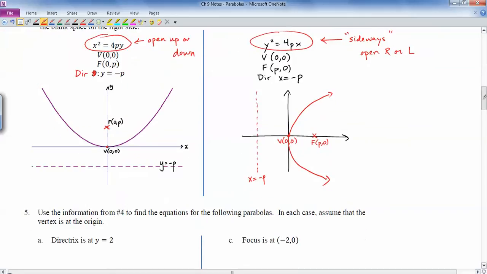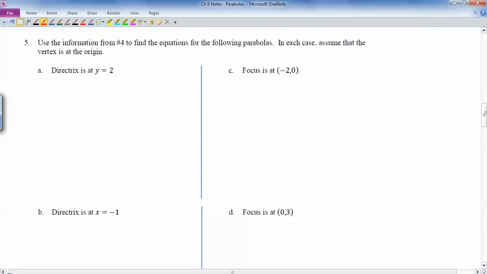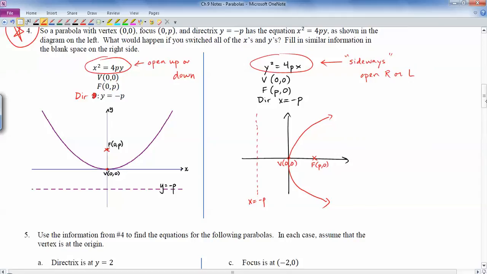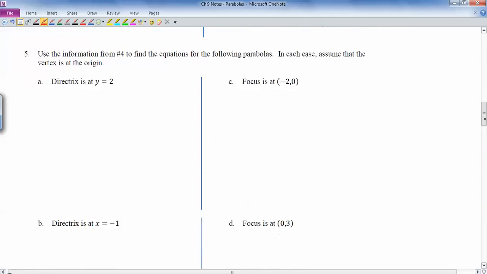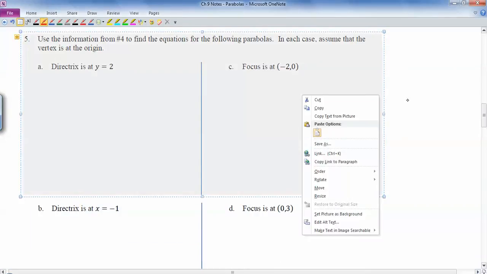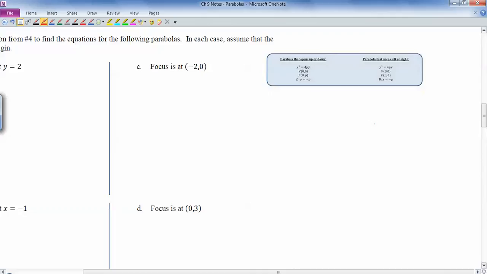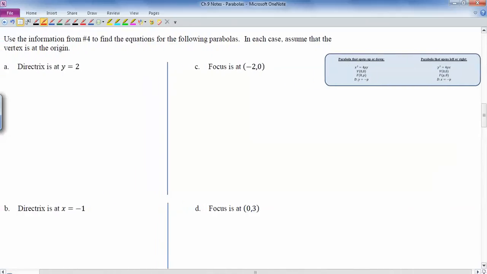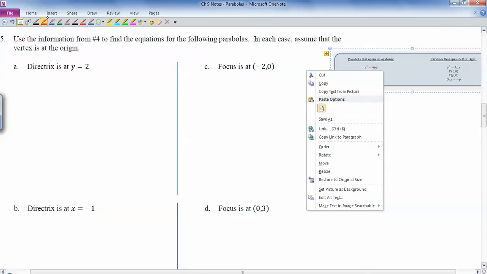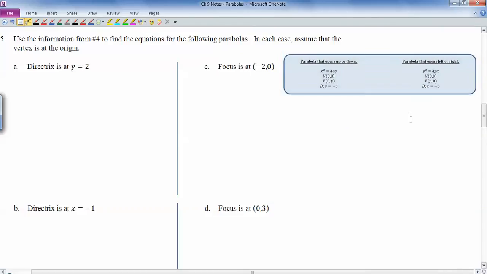Okay, so let's try 5. In fact, let me do this. Somewhere, do I have this? Yes, I do. Paste. All right, I actually summarized the info in a bubble right there. Parabola that opens up and down, x squared equals 4py. I'll make this a little bit bigger. So here we go. This is our cheat sheet right there.